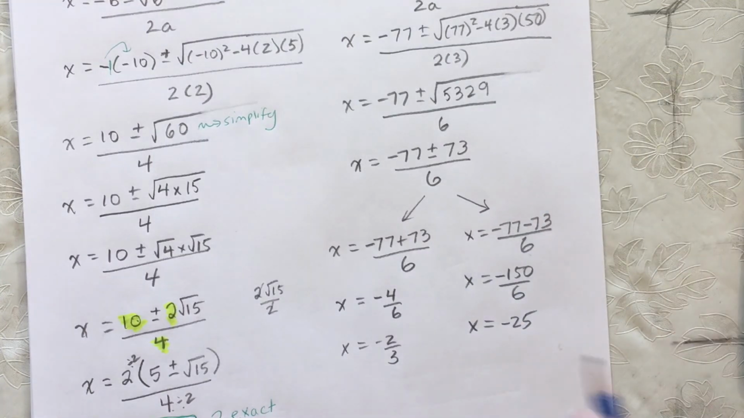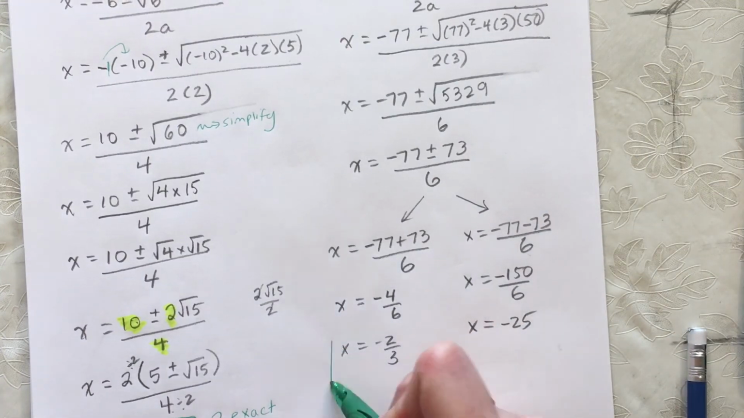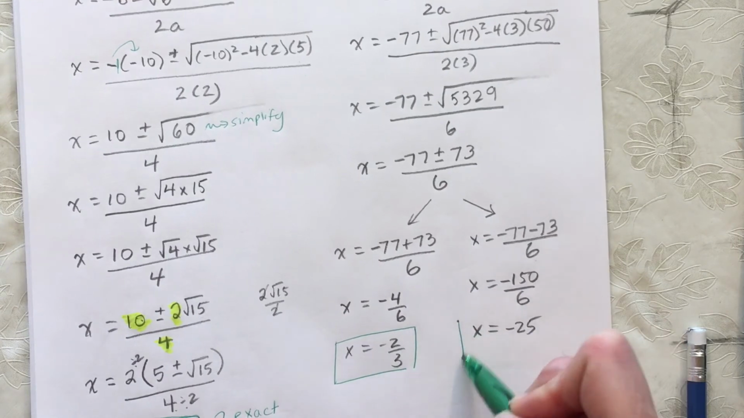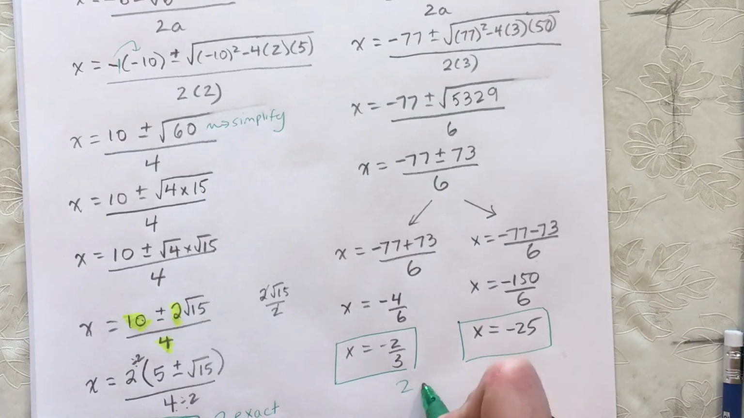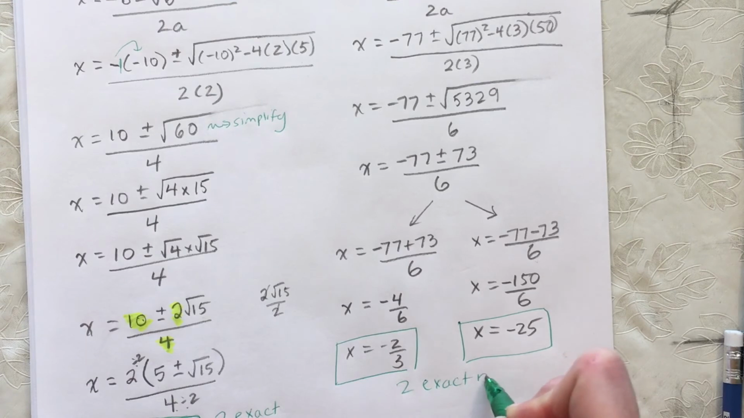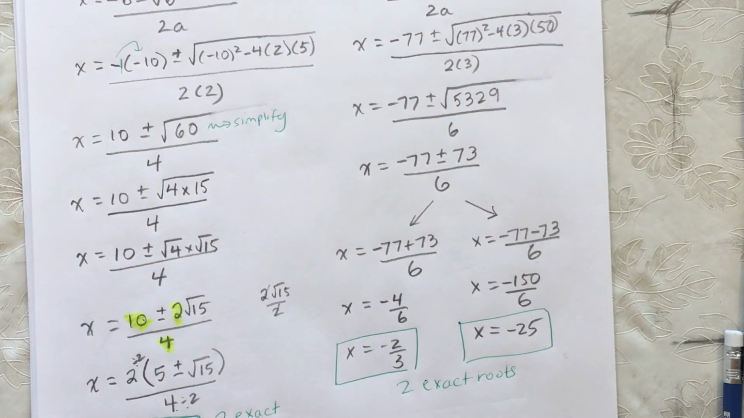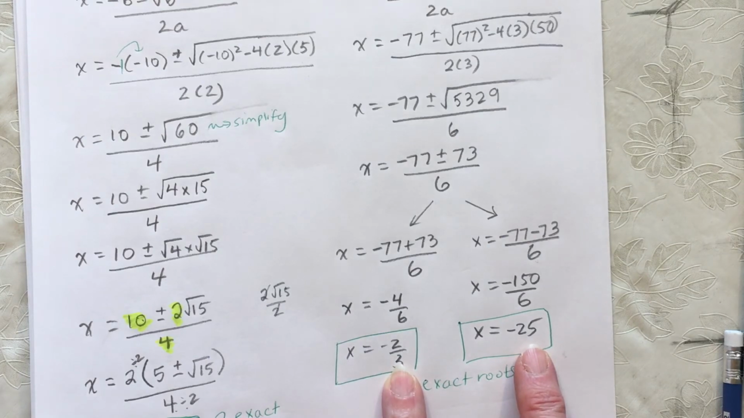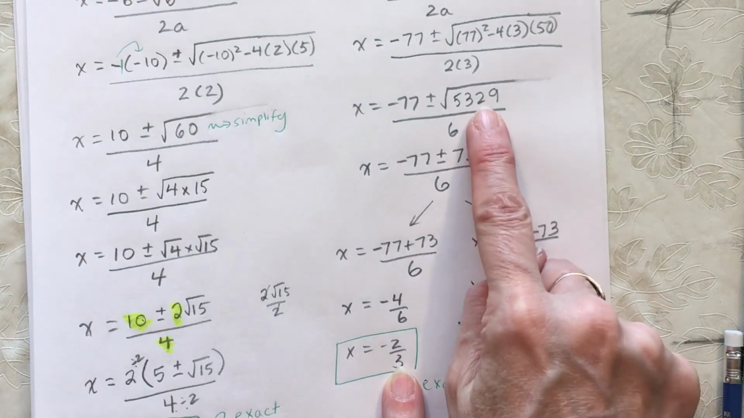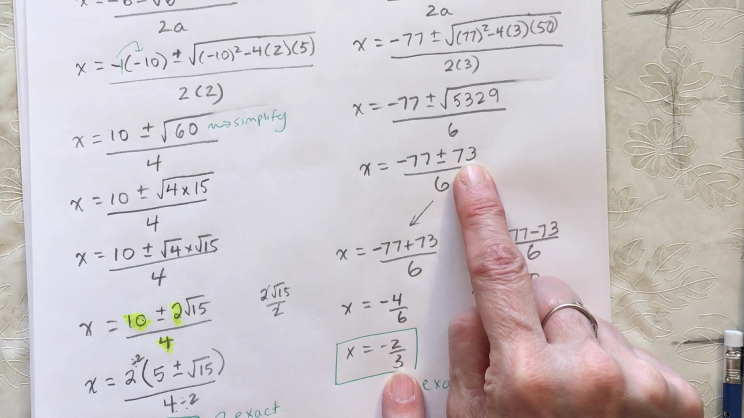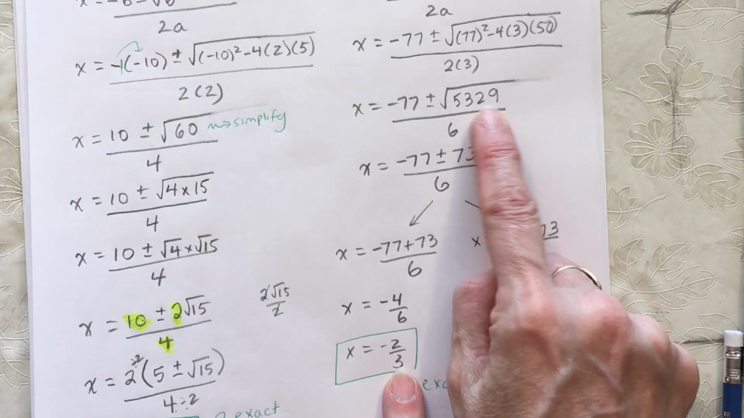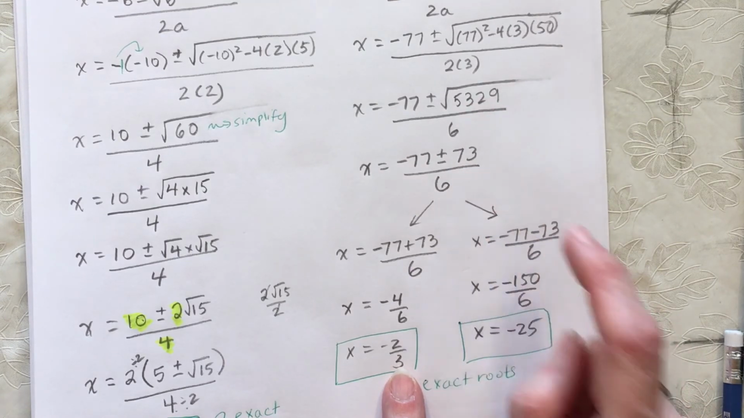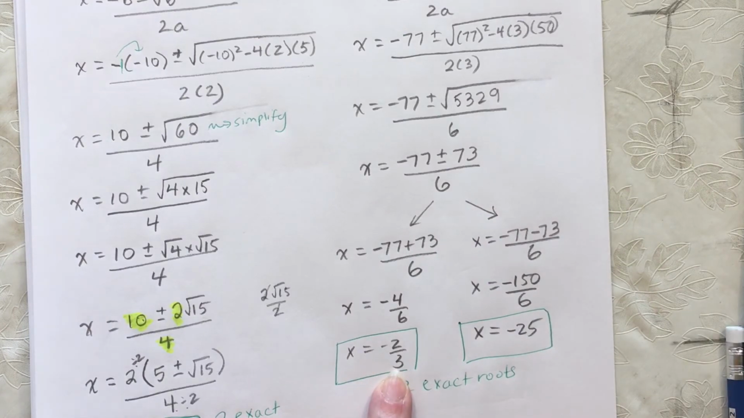So in this case, again, we have 2 exact solutions. 2 exact roots or solutions means the same thing. But these ones don't have radical parts because it turned out that the square root of 5,329 was 73. So 5,329 was a perfect square, 73 squared. So that ended up giving us a fraction and an integer for our solutions. Okay.